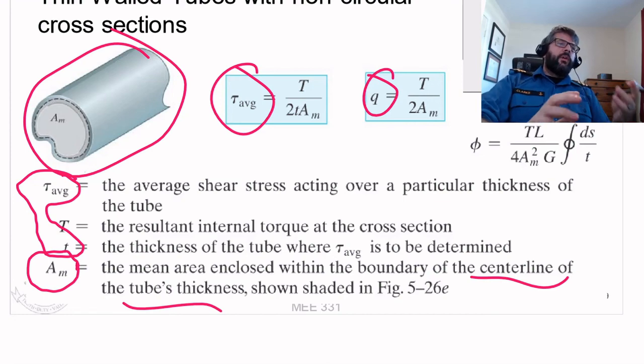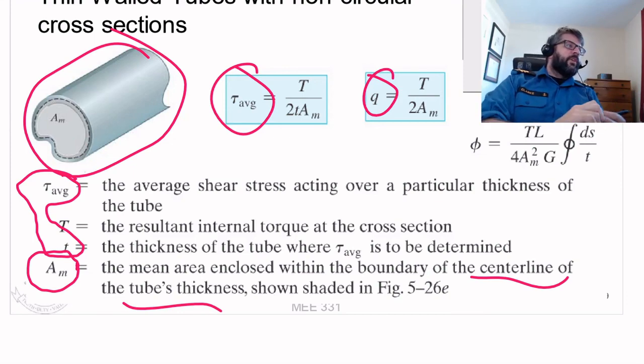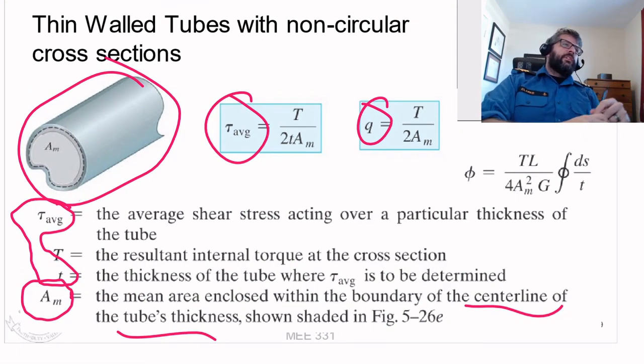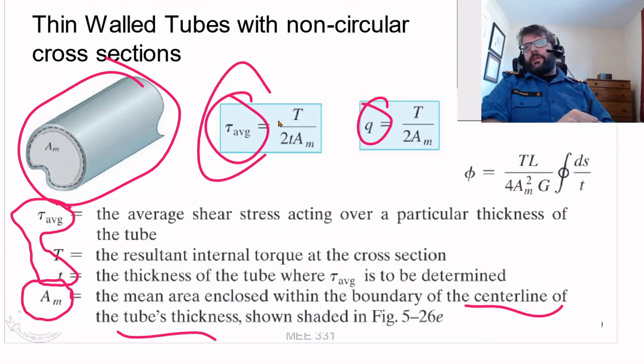Now again, if you have a relatively small thickness compared to the overall size of the structure, then the importance of that kind of goes away. Whereas if your walls are thicker, then some errors that get introduced as a result become more and more important, which is why this is the thin-walled tubes with non-circular cross-sections formula. So that's how we calculate the stress.